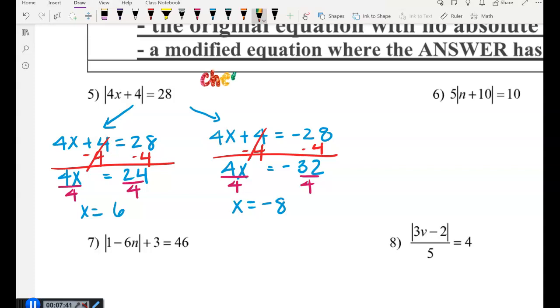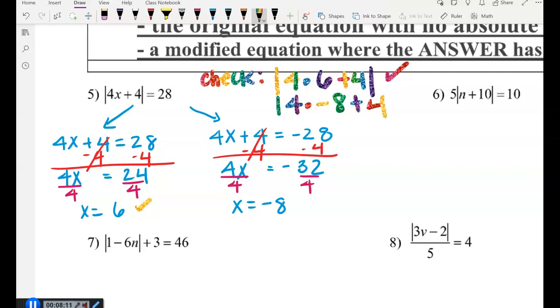When we check them, guys, we plug it back into the original equation, or the equation where you isolated your absolute value. Check absolute value. 4 times 6 plus 4. 4 times 6 is what? 24 plus 4. Absolute value of 28. 28. So that checks. So this one I can keep. Okay. Next. 4 times negative 8 plus 4. Be careful when it's a negative, okay? 4 times negative 8 is? Negative 32 plus 4? Negative 28. But absolute value of negative 28, students, is still a distance of 28.